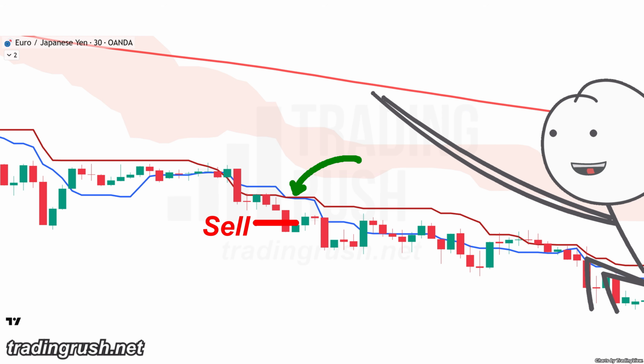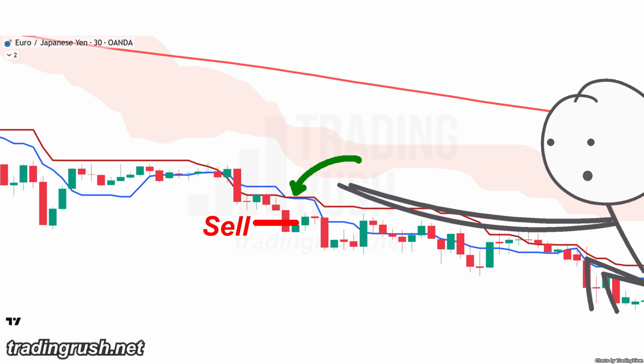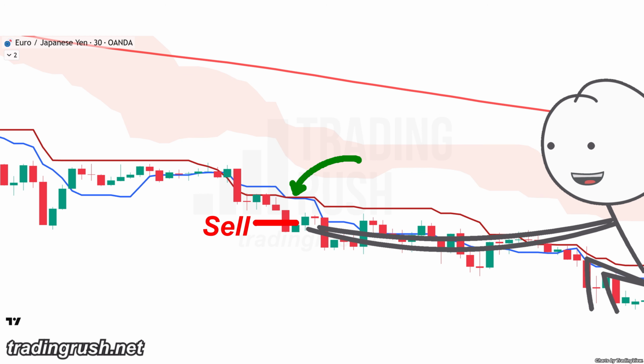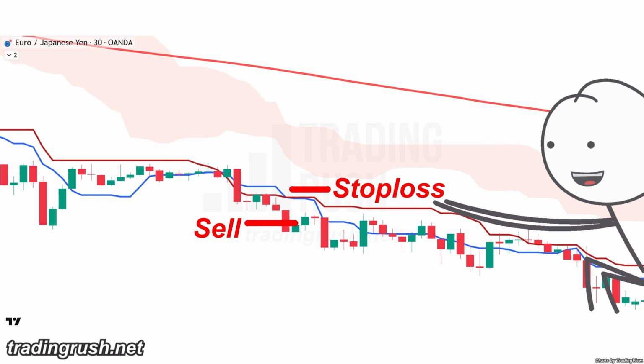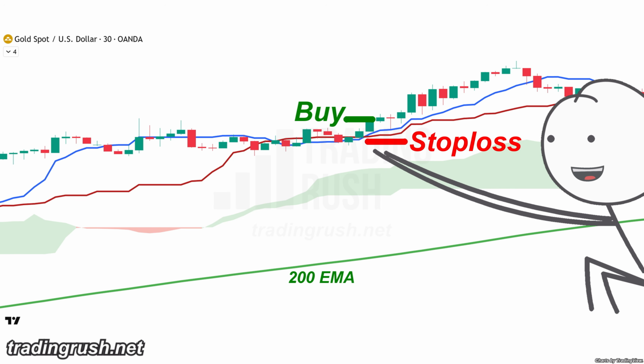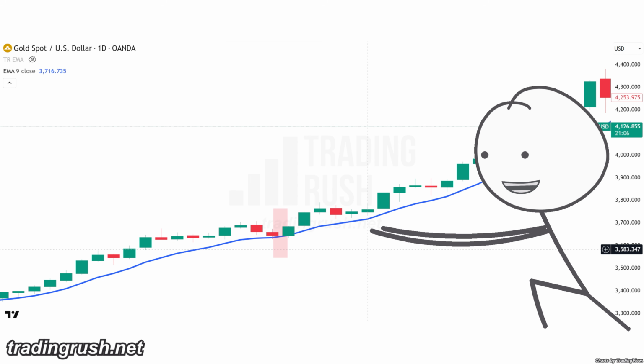The sell setup is really similar. The price has to be below the 200 period moving average to make sure it's a downtrend. The conversion line has to cross below the baseline, and that crossover has to happen below the red cloud. And you take the entry at the closing price of the candle that created the crossover. As for the stop loss, in a short setup, it goes above the baseline, and in a long setup, it goes below the baseline.